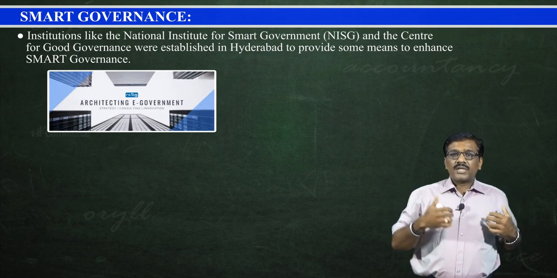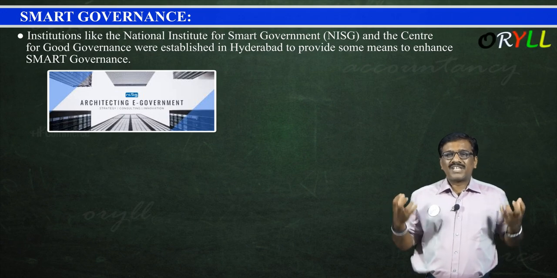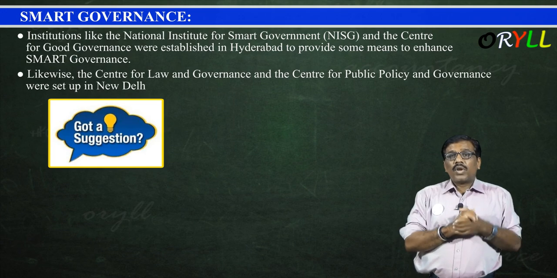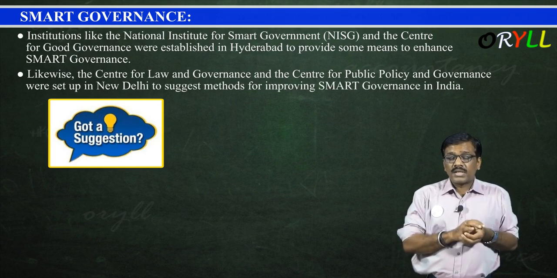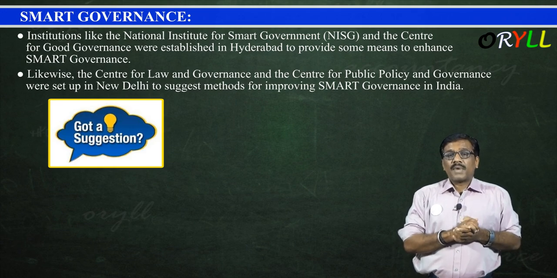Okay, in that direction, the National Institute for Smart Governance and the Center for Good Governance are the two bodies established in Hyderabad to carry out this smart governance. Likewise, the Center for Law and Governance and the Center for Public Policy and Governance were set up in New Delhi to suggest methods for improving smart governance in India.